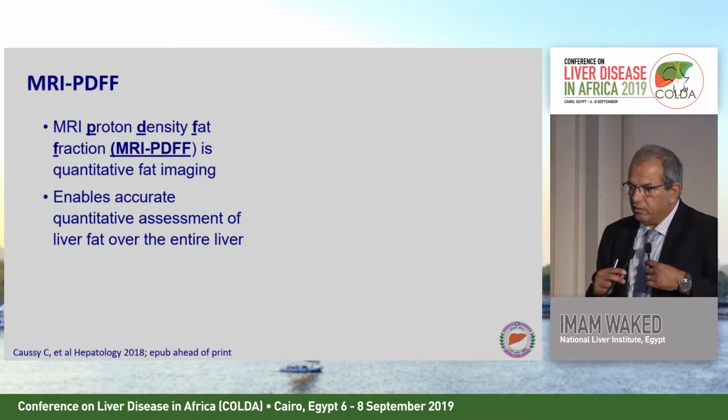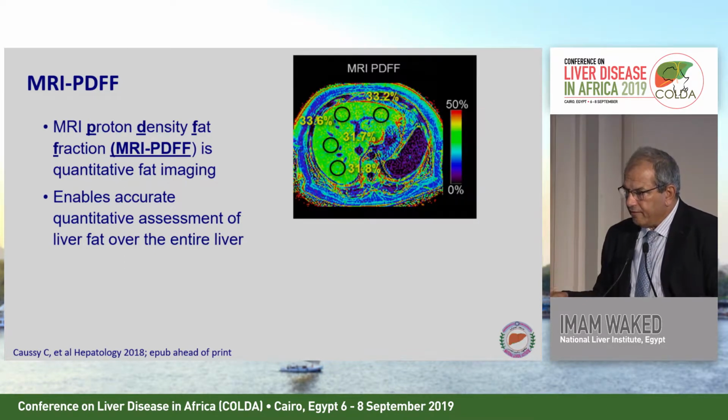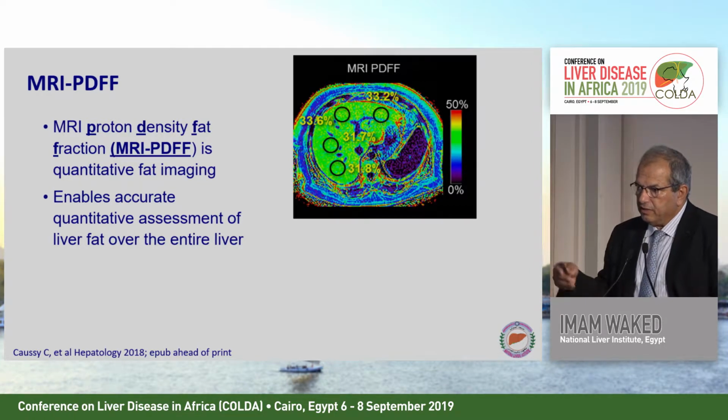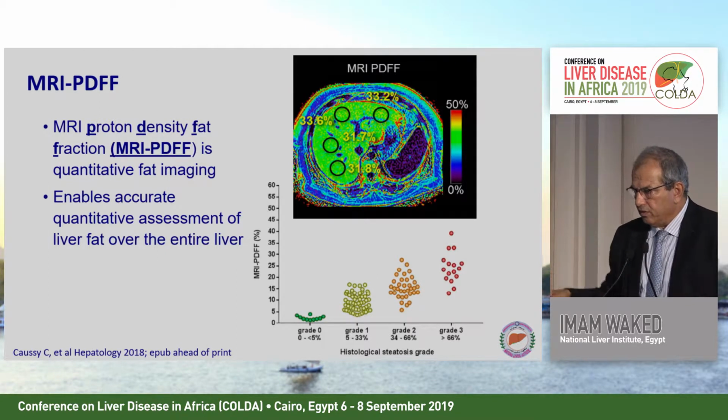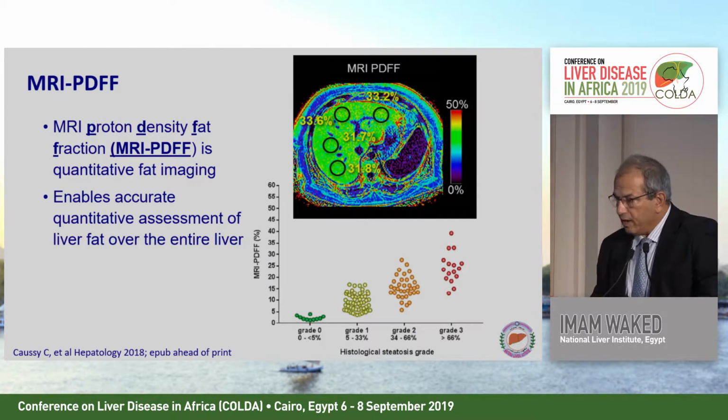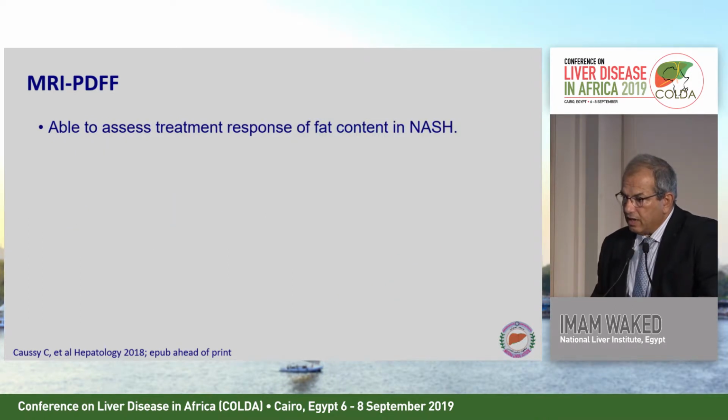is very accurate. The proton density fat fraction, MRI-PDFF, enables accurate assessment of the fat. It can measure the fat in the liver at an exact point. It gives a percentage of the fat in the liver at each point it can measure. And it can be done sequentially to quantify the fat at the same point repeatedly. It correlates well with the amount of fat in the liver on biopsy. It is able to assess treatment response in the fat content in NASH.